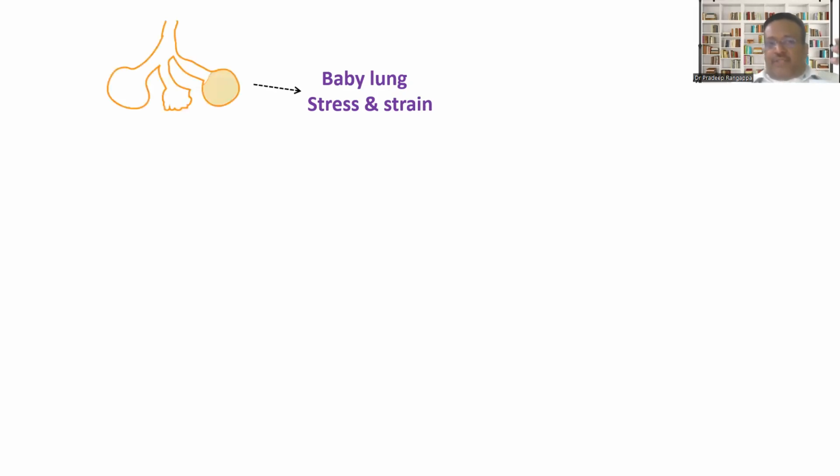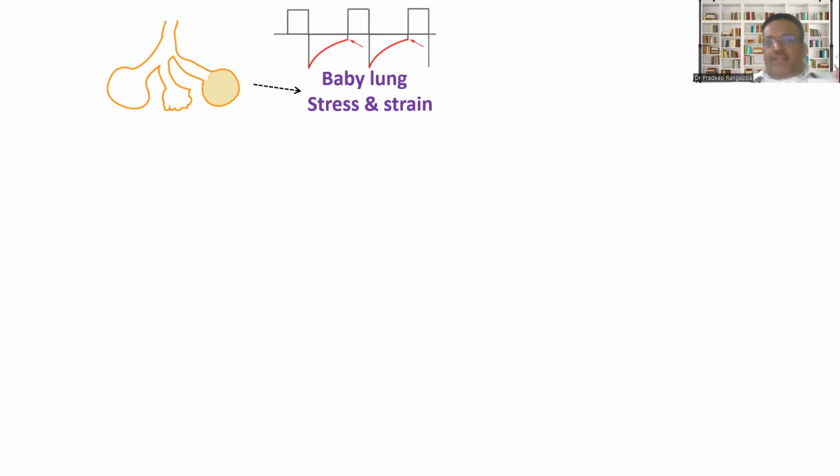So pictorially, if you have a patient with ARDS, the type of alveoli that are present is very heterogeneous. There are some alveoli which are derecruited with exudate and edema. There are some alveoli which are collapsed, and there are some alveoli which are over-distended. All this puts enormous stress and strain on the baby lung.